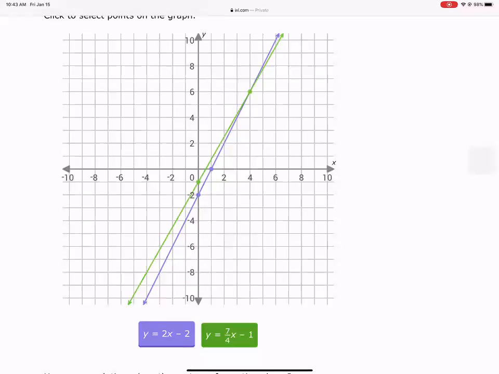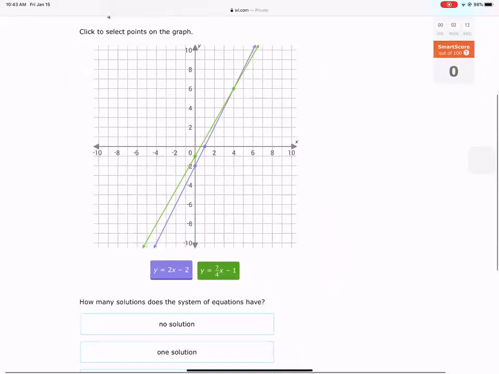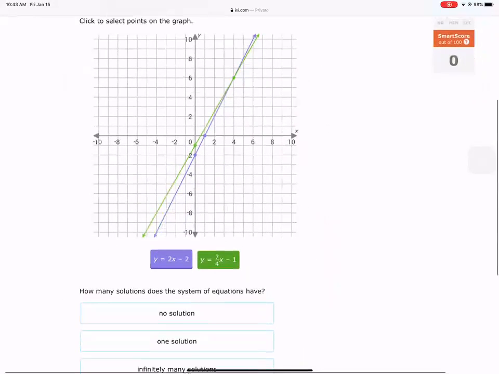Another thing I want to point out is, are these lines parallel? Well, one slope is 2 and another slope is 7 over 4. These are not parallel lines. So we know for sure they have a solution. Now, do they have one solution or infinitely many? Well, if the slopes are not the same, they will only have one solution. Because if the slopes are the same, it would either be no solution because they would be parallel, or if the equations were exactly the same, that would be infinitely many solutions because they're exactly the same equation. But in this case, they are not the same, so they only meet once. So let's go ahead and click one solution.